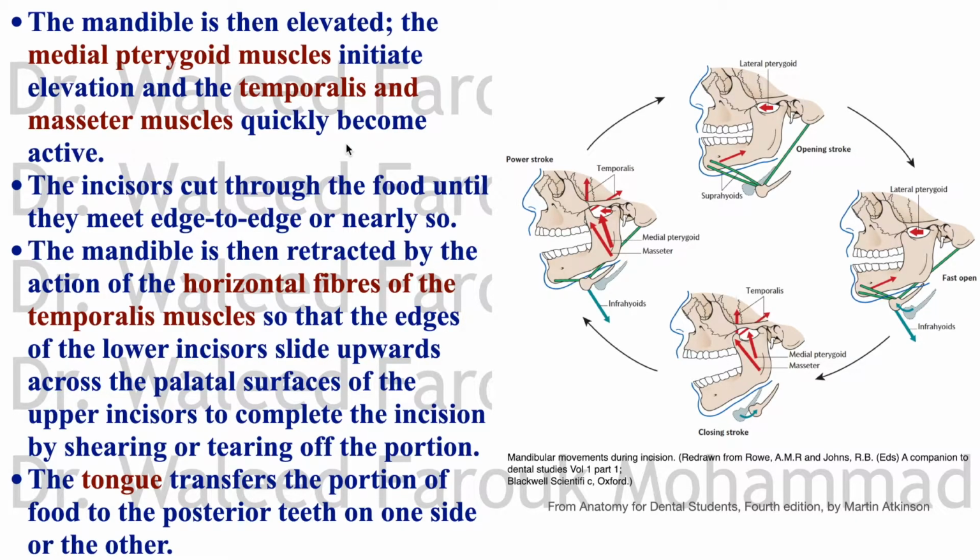Now the incisors cut through the food and the mandible is then retracted by the action of the horizontal fibers of the temporalis muscle, so that the edges of the lower incisors slide upwards across the palatal surface of the upper incisors. Also, the tongue transfers the portion of the food to the posterior teeth on one side or the other.